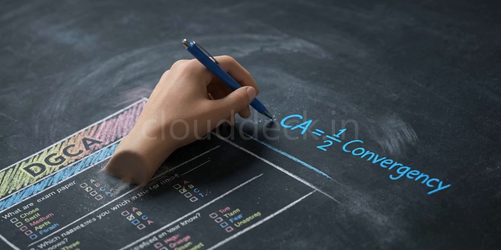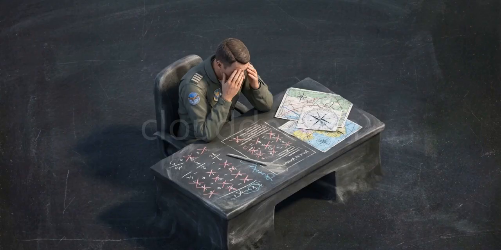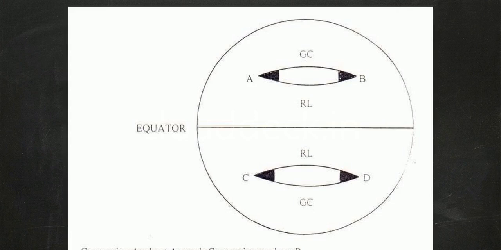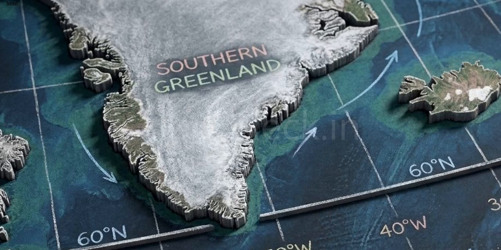DGCA exam. A common friction point for students is trying to rote memorize when to add or subtract that conversion angle. This usually leads to confusion under pressure. Instead of memorizing, look at this diagram and visualize the golden rule of navigation. The great circle is always closer to the pole than the rhumb line, no matter which hemisphere you are in. Let's put that into practice.